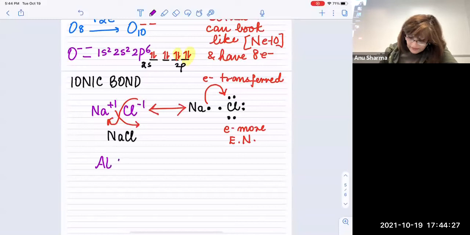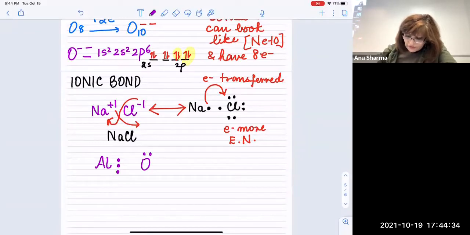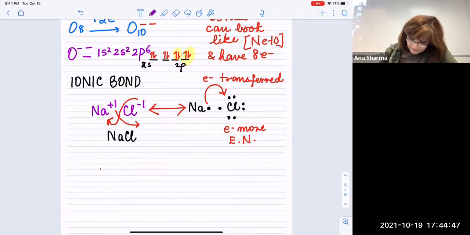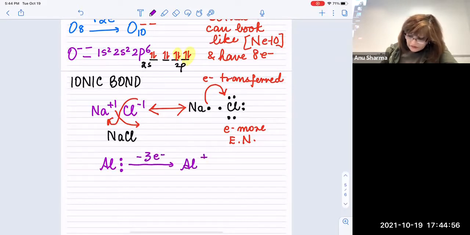So you have aluminum with these 3 electrons, and you have oxygen with 1, 2, 3, 4, 5, 6 electrons. Okay, so aluminum gives away 3 electrons. So this is all about balancing also. So here is this aluminum, minus 3 electrons, and aluminum acquires a +3 charge.